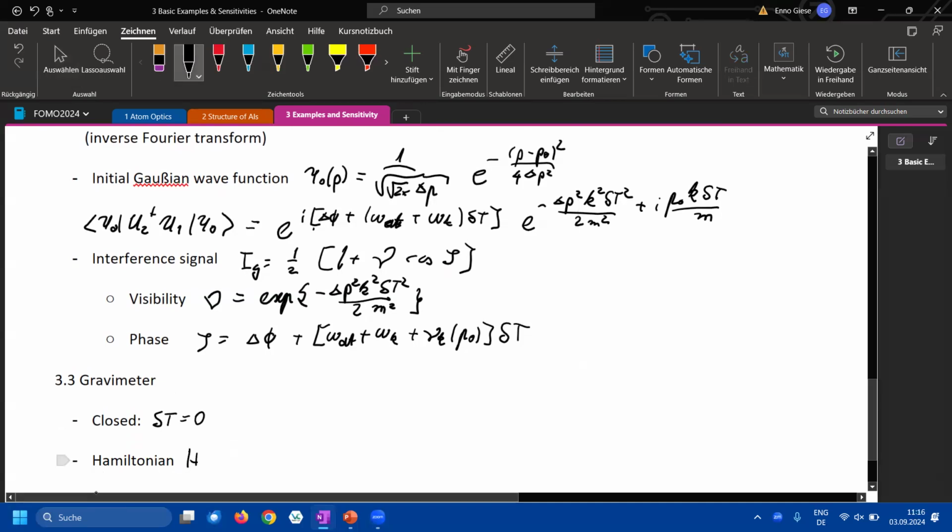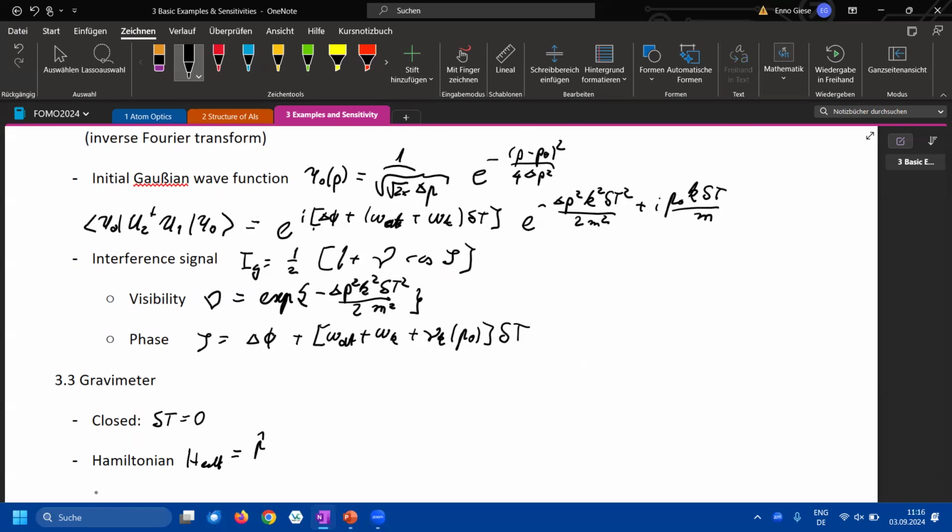So H external is equal to P squared over 2m plus mgz. Of course, at this point, we can also include next higher order moments in our gravitational field. We would call them gravity gradients. That's just if you Taylor expand your gravitational potential to second order, third order, fourth order, and so on. But now we just keep the first order because things are easy.